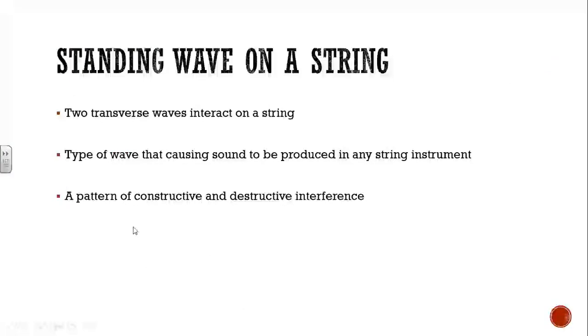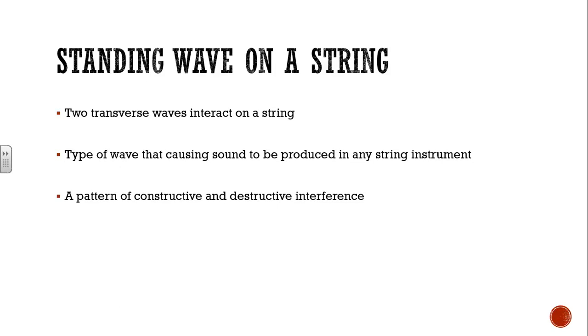Alright, so this is where we're going to start talking about a standing wave and what a standing wave is, and then look at how to deal with standing waves on strings. What happens when you have transverse waves moving down a string is that sometimes two transverse waves can interact with one another. This is the type of wave that actually causes sound to be produced by a string instrument.